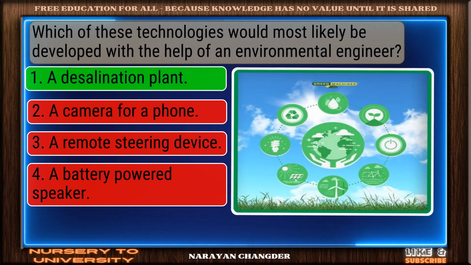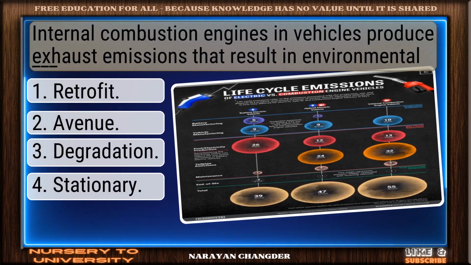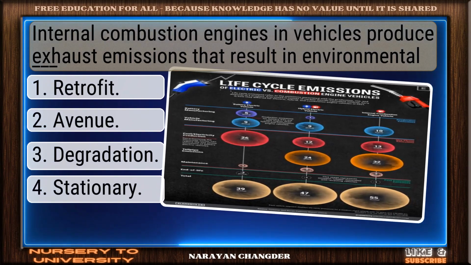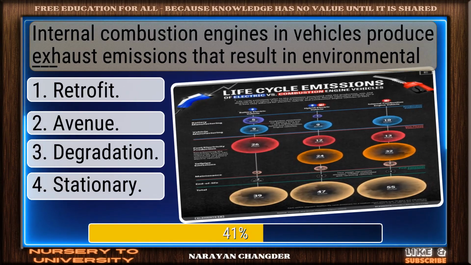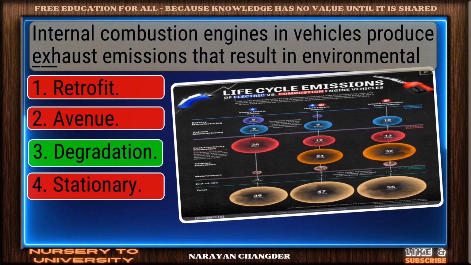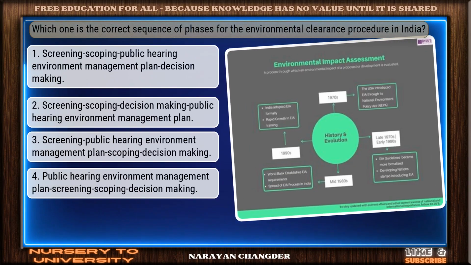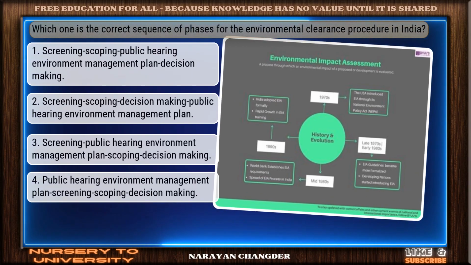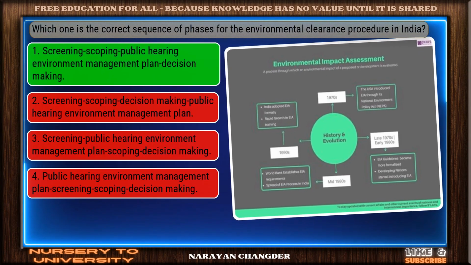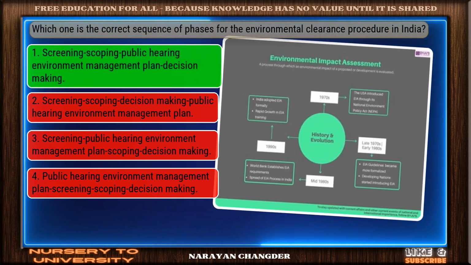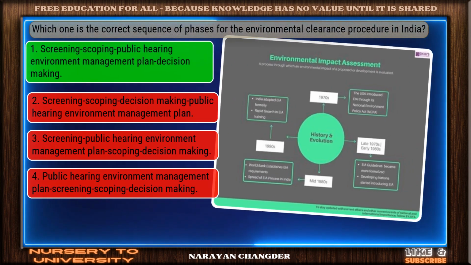Excellent choice. A desalination plant is the right answer. Internal combustion engines in vehicles produce exhaust emissions that result in environmental dash. Well done. Degradation is the right choice. Which one is the correct sequence of phases for the environmental clearance procedure in India? Well picked. Screening, scoping, public hearing, environment management plan, decision-making is the correct answer.